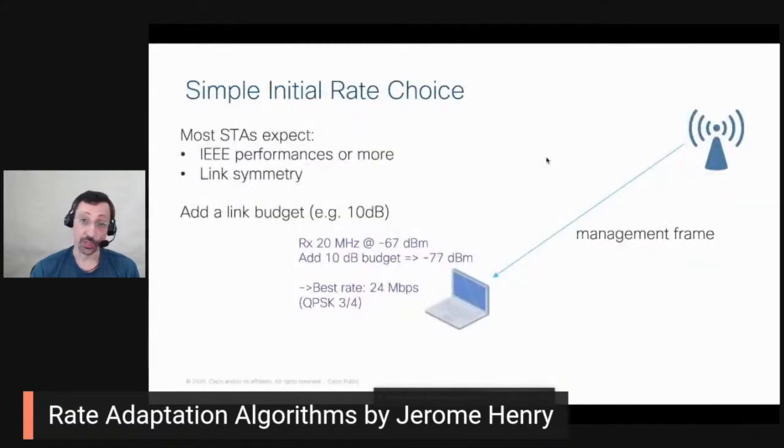However, it's not the way it works, because it makes a few assumptions that are not true in reality. First is that you are assuming IEEE performances. But in many cases, you have systems that are doing much better than that. For example, if you look at the Cisco AP, at minus 99 dBm, it can demodulate a signal that the IEEE spec says should be there at minus 91. So it's almost 10 dB better than the spec.